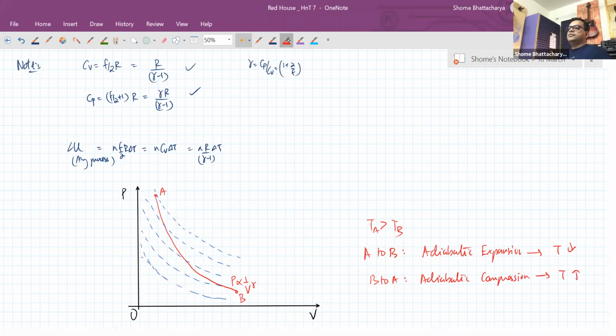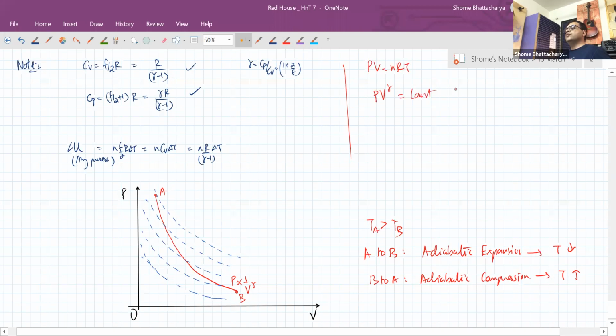And finally, one more thing: PV = nRT, and PV to the power gamma is constant for an adiabatic process. So from this you can see that it is constant.